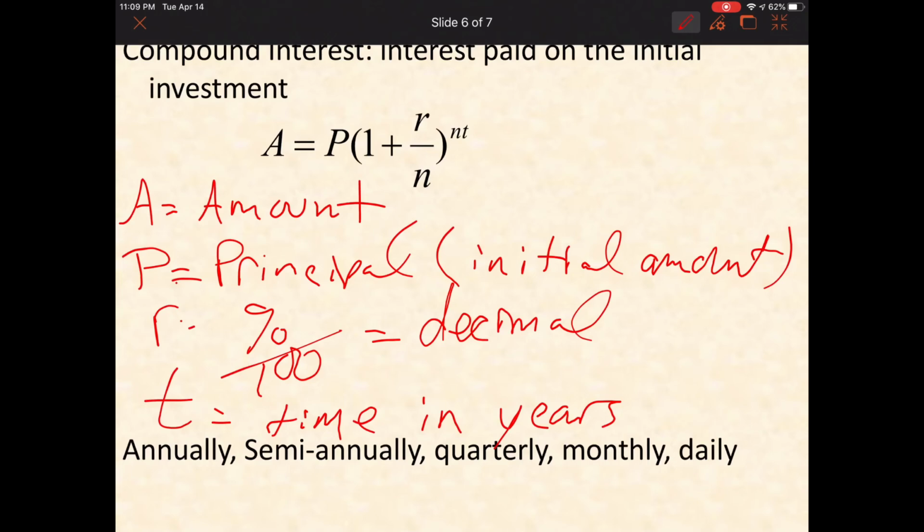Now that N you see up there, I'll write it over here and I'll write it in blue so it's a different color. But N is going to be the number of times compounding.